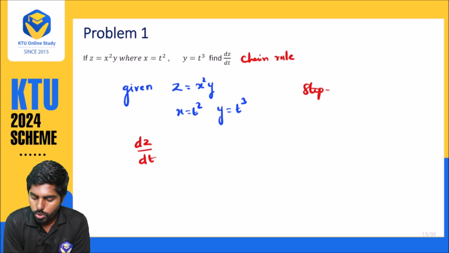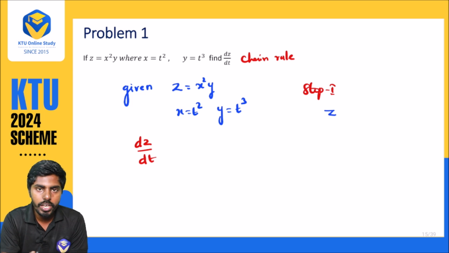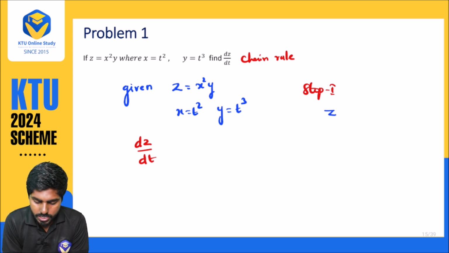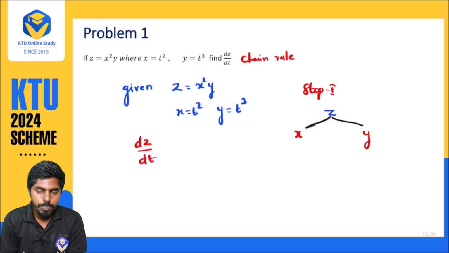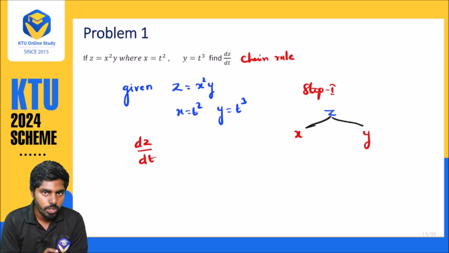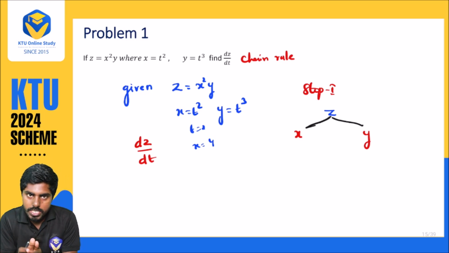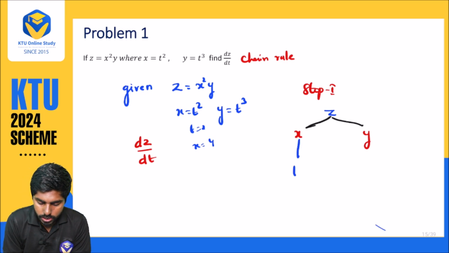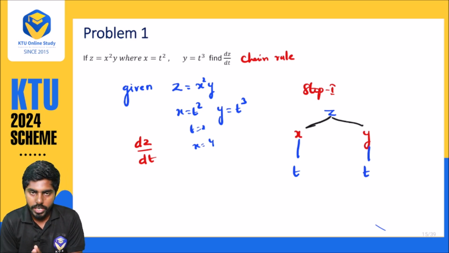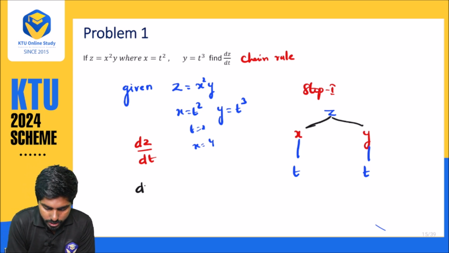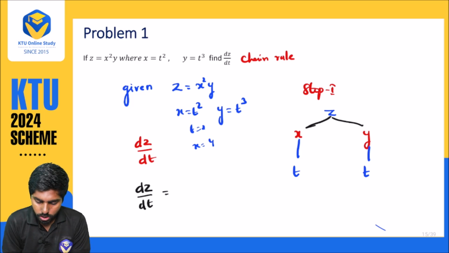So step number 1 is drawing a diagram. z they have given, so z is depending upon two variables, that is x square and y, that is x and y. Now x is depending upon t. Whatever the value of t, it is depending upon x. If I put t is equal to 0, x is equal to 0. If t is equal to 2, then x is equal to 4. So x is entirely depending upon t. So x is depending upon t and y is also depending upon t. So from here we can write the formula: dz by dt is equal to, what about z?